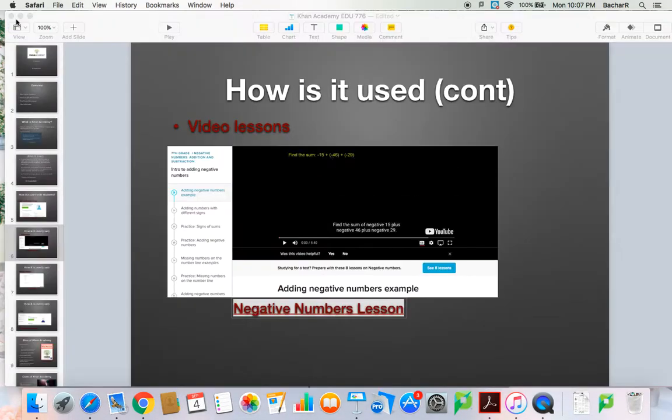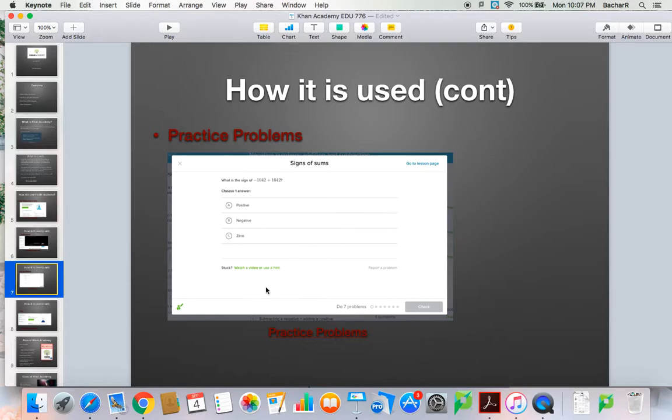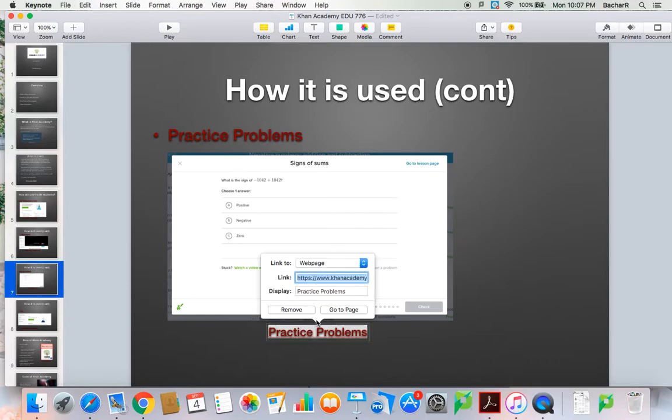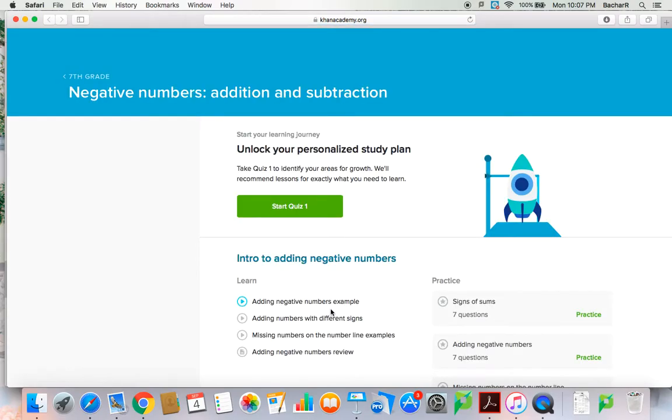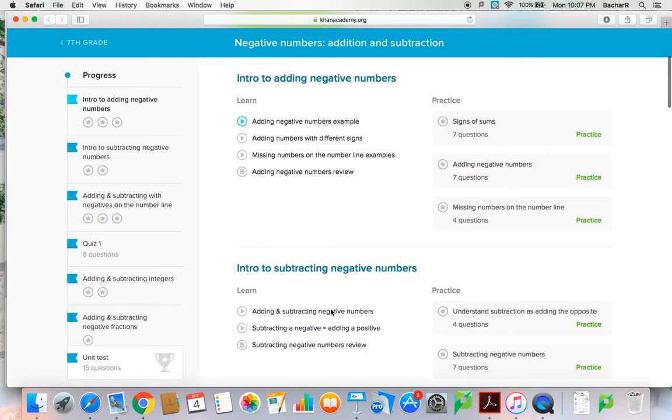So first they have the video lessons. That's the first way it can be used with students, is the video lessons. The second way is the practice problem. So after watching the video, let's say you're a parent at home, you had your kid watch the video, and now you want to see what they know. So we could go to, they watched the videos, we could actually practice some of the problems. So let's do signs of sums.